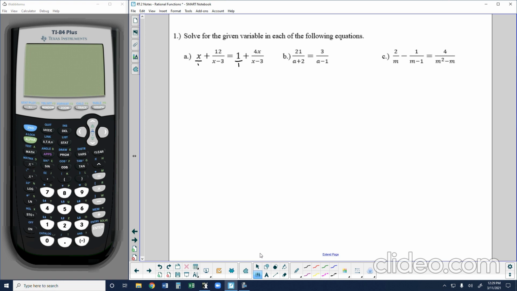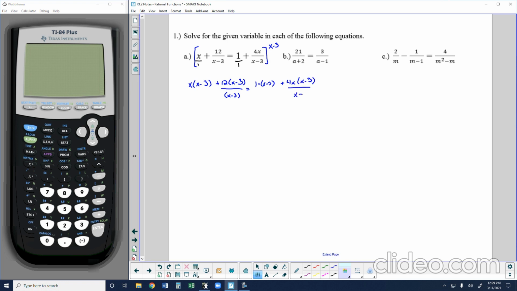Essentially what I'm getting is x times x minus 3 plus 12 times x minus 3 over x minus 3, equal to 1 times x minus 3 plus 4x times x minus 3 over x minus 3. That's the process we're going through. Now, some of these x minus 3's will eliminate with one another.